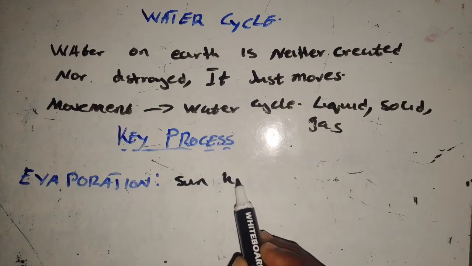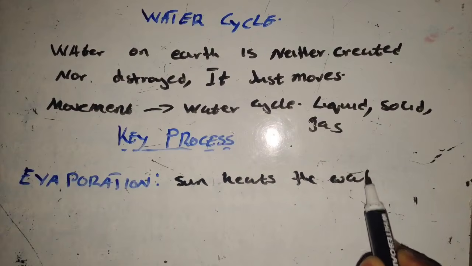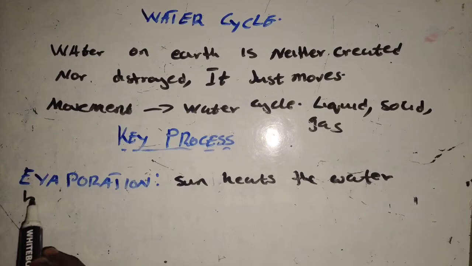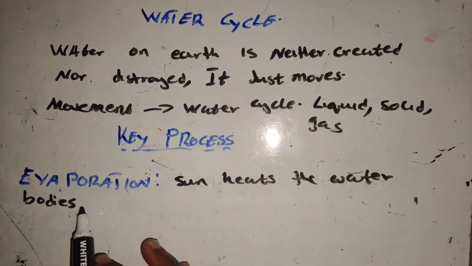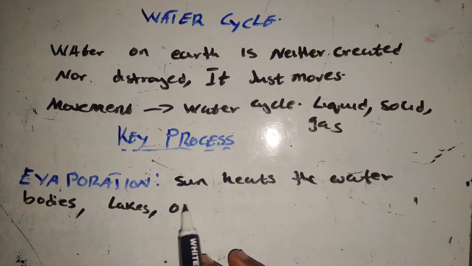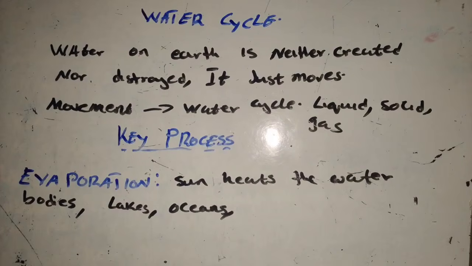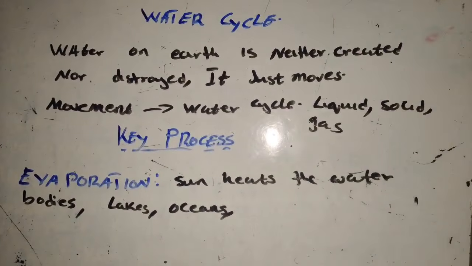The sun hits the water bodies, and these water bodies that we're talking about can be lakes, oceans, rivers. There are many. And so when the sun hits these water bodies, the water will evaporate, going into the atmosphere.